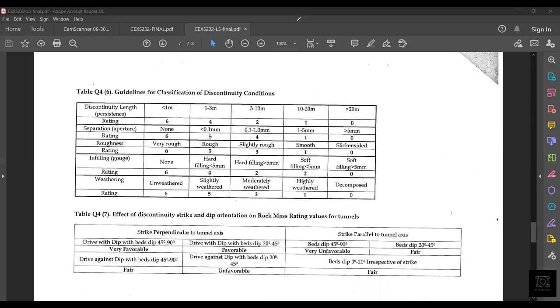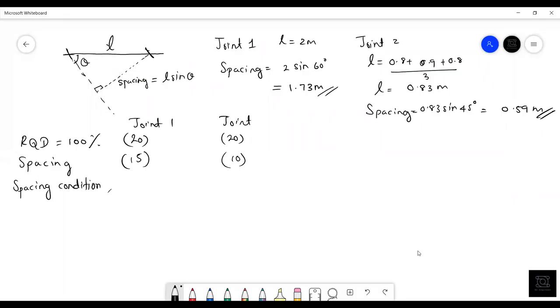So when you go to joint one, it is 4, 4, 0, 4, 5. So here there are 5 values, that is 4 plus 4 plus 0 plus 4 plus 5. Similarly, for joint two, you have to find the values. I have already denoted 4 plus 5 plus 3 plus 6 plus 6.